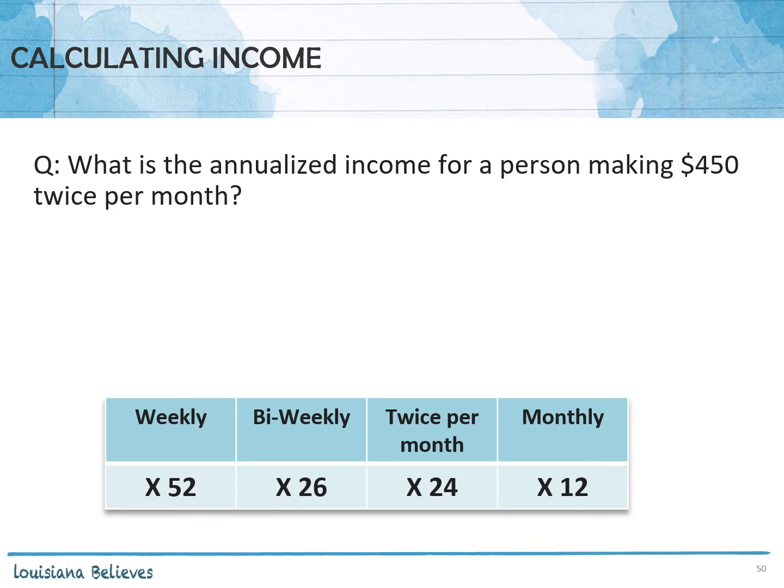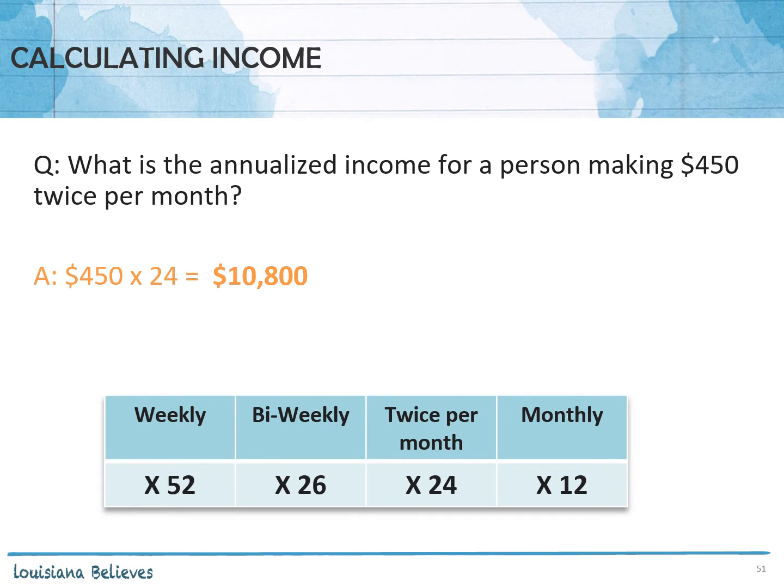Let's try an example. What is the annualized income for a person making $450 twice per month? If we refer to the chart at the bottom of the slide, we see that twice per month indicates that we will multiply the $450 times 24 to get our annual value of $10,800.